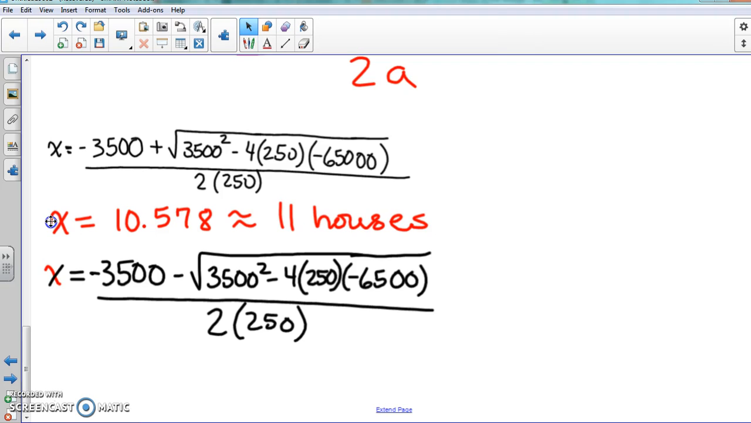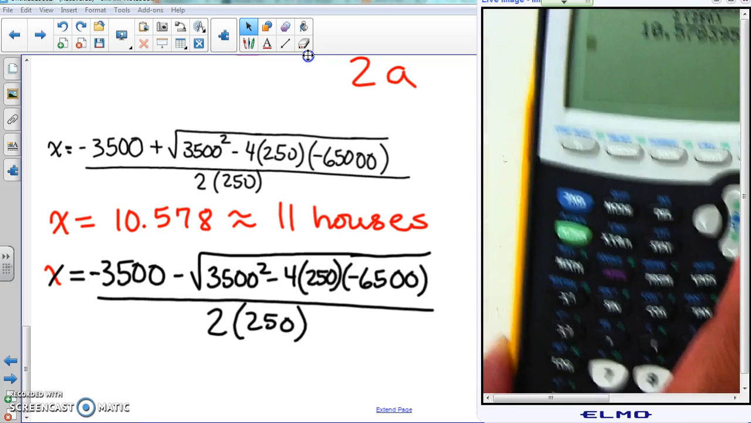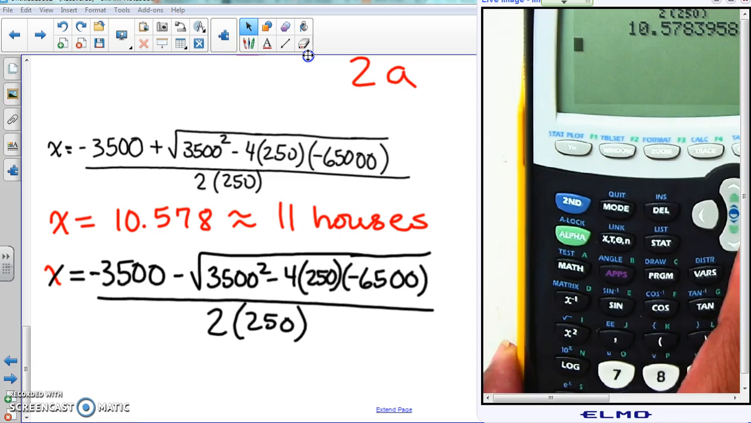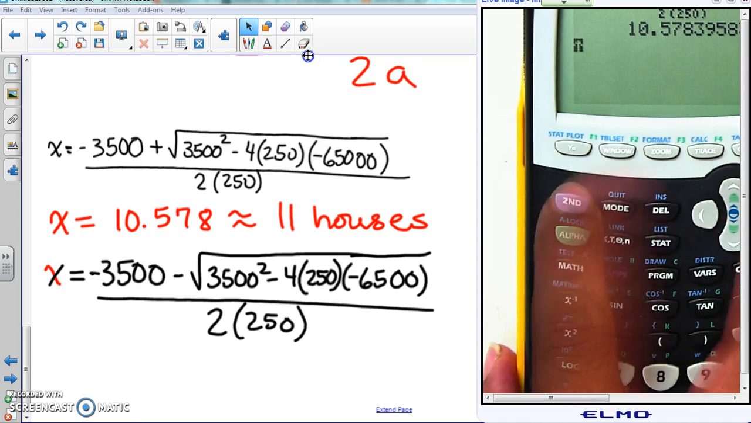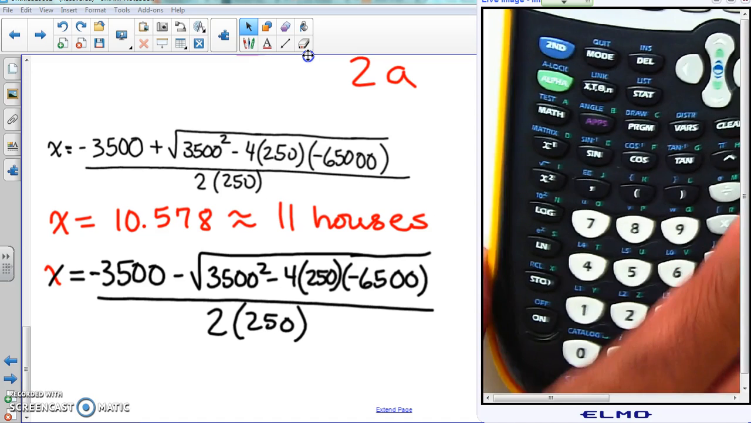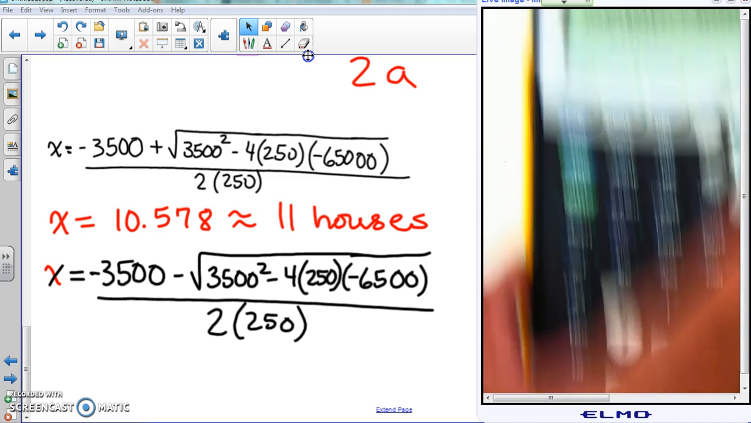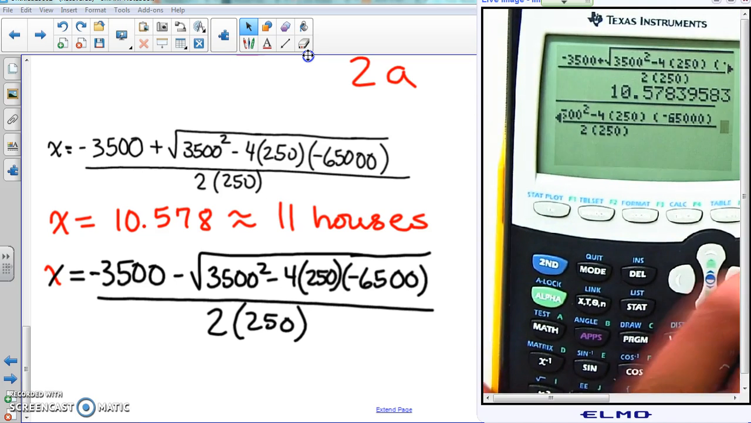Okay, but what about the other one that's down here? Let's check that one out and see what happens there. I'm going to show you guys a shortcut so you don't have to type everything back in all over again, because nobody likes to waste time like that. To keep from having to type that in all over again, we're going to do the second button and enter. And it brought the whole thing back up again.